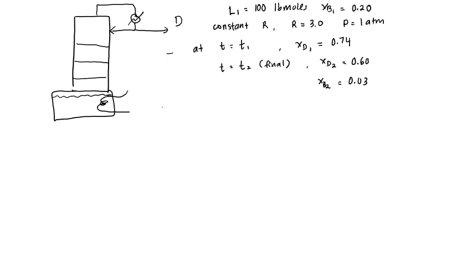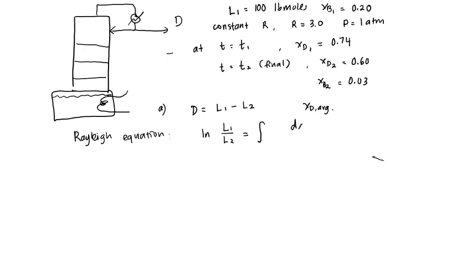And part A, you need to calculate what is the value of D and the average composition of ethanol, i.e. the XD average. Okay, so D, you would need to calculate L1 minus L2. You know L1 but you don't know L2. And also the average composition of ethanol, you need to find XD average. So we need to use the Rayleigh equation. So you can write down the Rayleigh equation in terms of XD and XB. So you start with ln L1 over L2 equals the integration of dXB over XD minus XB from XB2 to XB1.